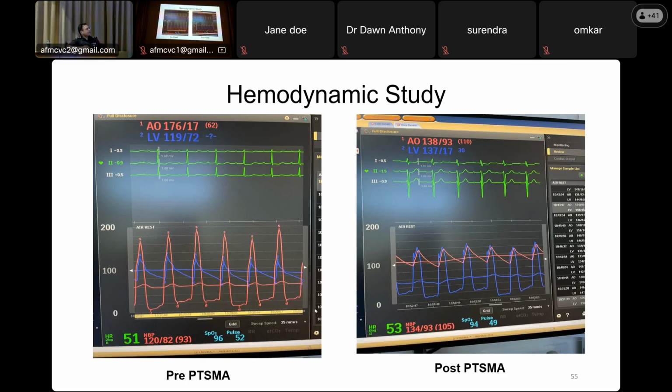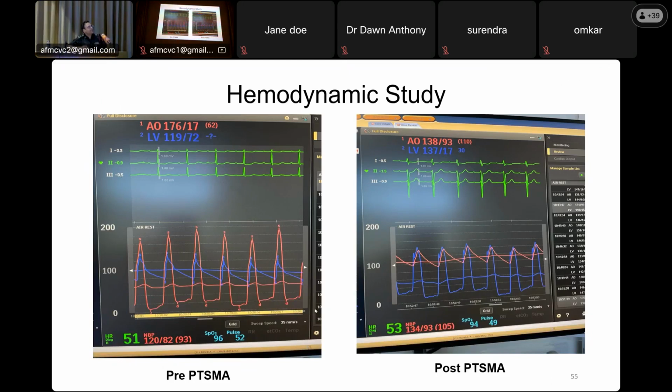And we can see this is the trace. We keep a pigtail catheter in the LV and we take LV pressures. Here we can see these are the LV pressures. And one catheter we keep in the aorta, just distal to the aortic valve. We can see this is the aortic pressure. So there is a difference in the pressure of LV and aorta. So this is the gradient.